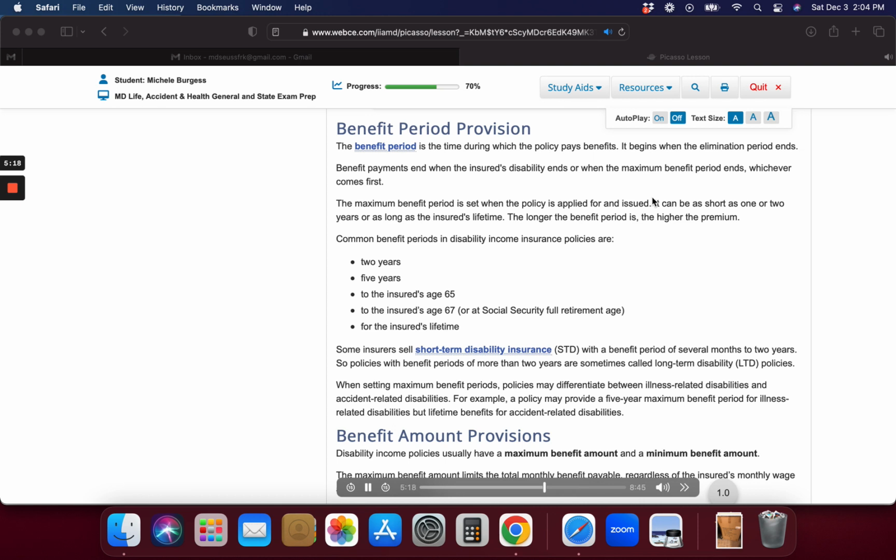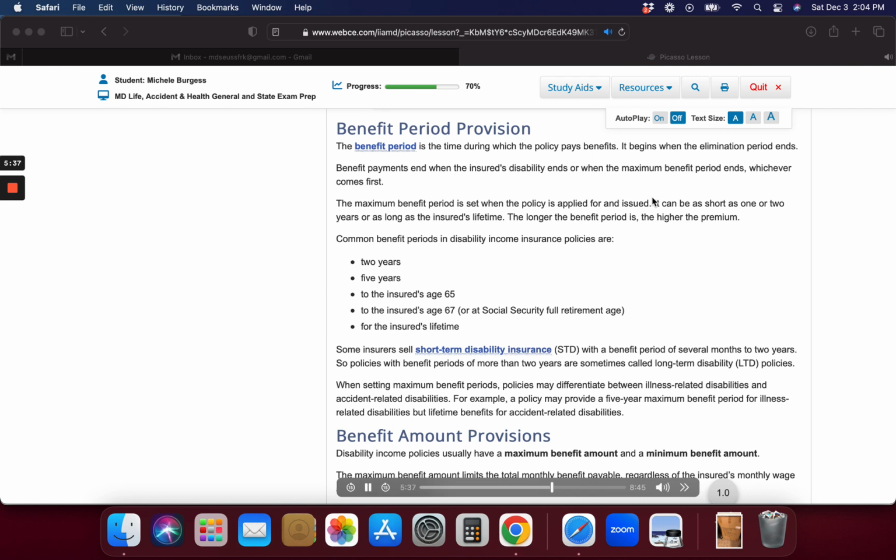Recurrent disability provision. If the insured recovers from a disability and is disabled again, the insurer may impose a new waiting period and maximum benefit period. But if the subsequent disability is closely related to the prior disability, the insurer may treat it as a continuation of the prior one.